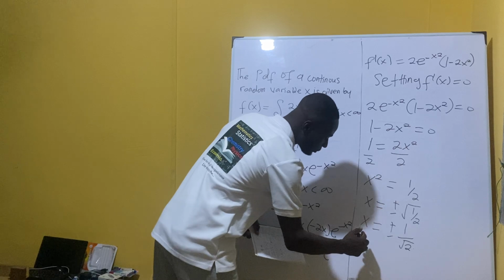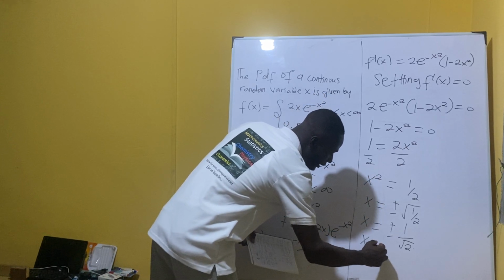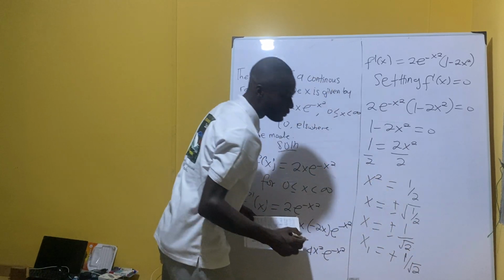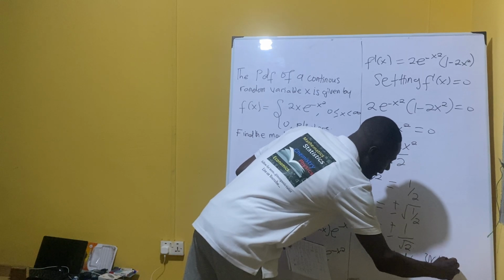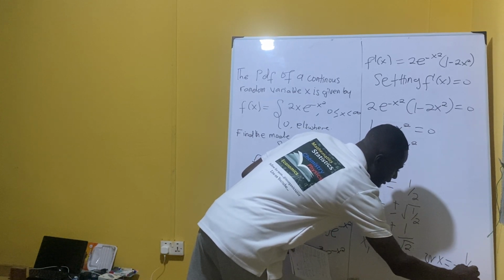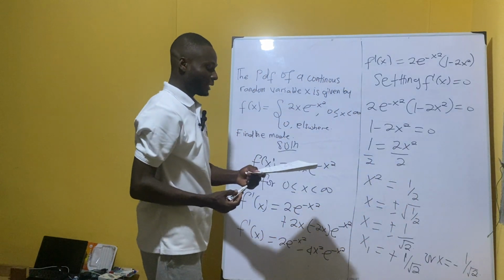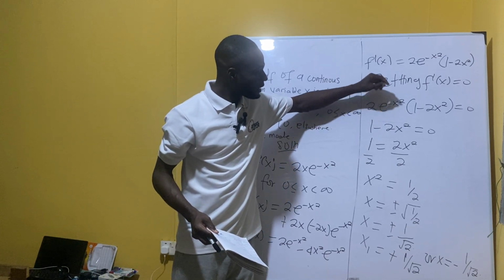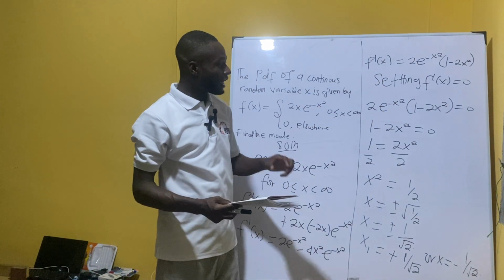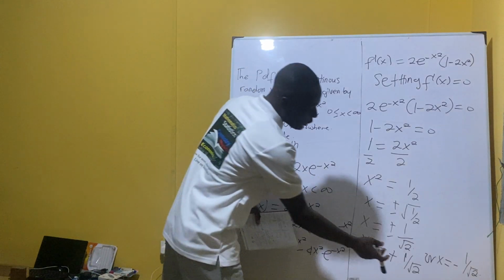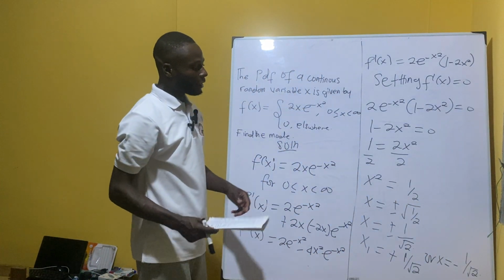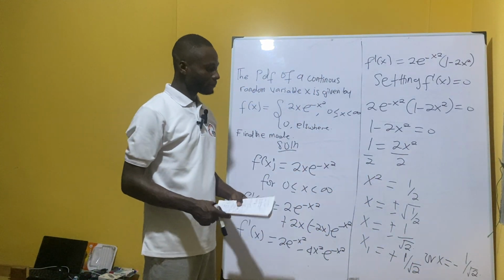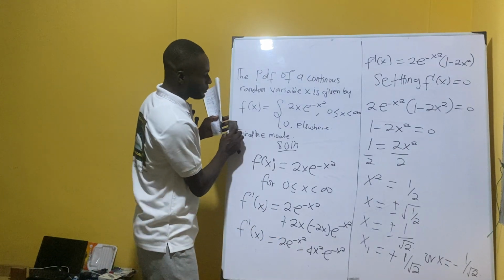So at this point, we have x1 equal to plus 1 over square root of 2, or x equal to minus 1 over square root of 2. Since e^(-x^2) cannot be equal to 0 for any real number, we can say that the only critical numbers are plus or minus 1 over root of 2. Now, let's proceed.